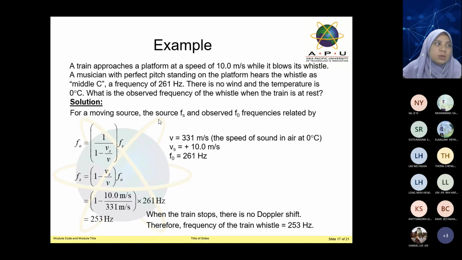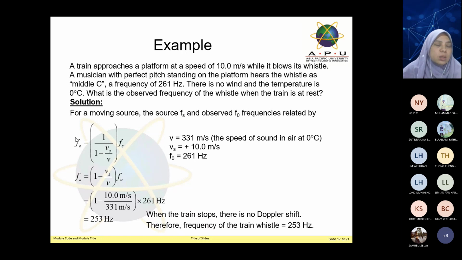Next is the frequency of the observer, which is 261 Hz. Okay, so there are two different things, S and O. O is the observer, which is the people. S is the source. Okay, whether from train, from ambulance, or from boat.